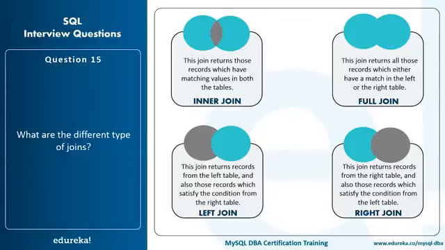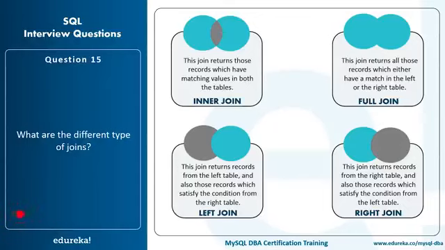Now talking about the left join, it returns the records from the left table and also those records which satisfy the condition from the right table. So if you have table A and table B and you apply a left join to both of these tables, then the output would be all those records from the left table and the records from the right table which satisfy the specified condition.